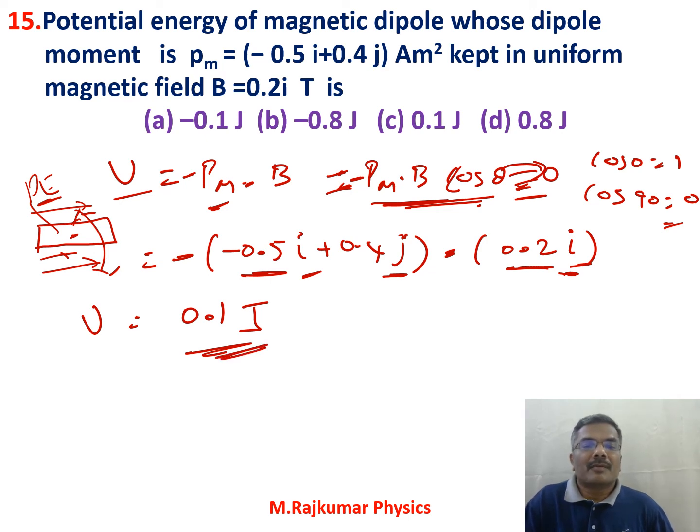So the option will be 0.1 joules. C is the answer. The first result they have given is minus 0.1. If you do not put this minus sign when finding the potential energy, you'll land with the answer minus 0.1, which is wrong. So the answer is 0.1 joules, option C. Okay, thank you.